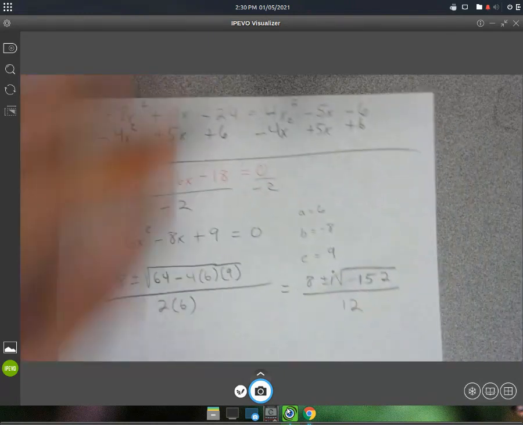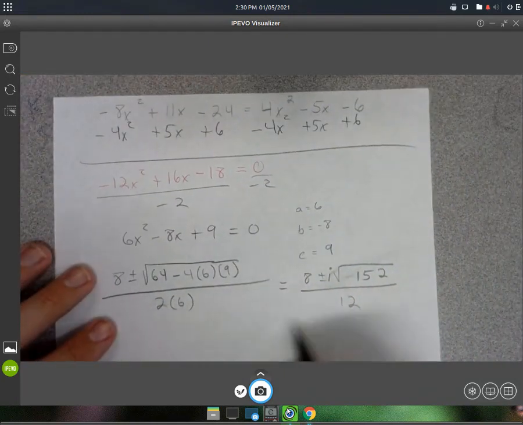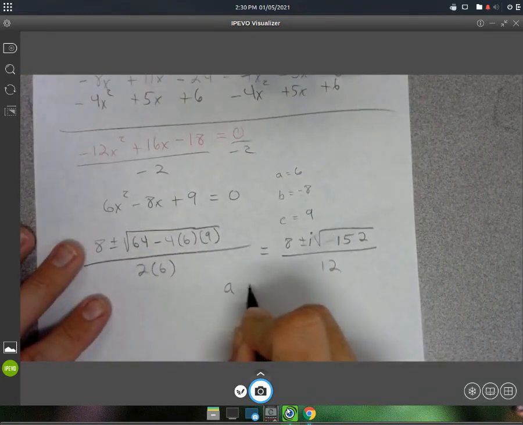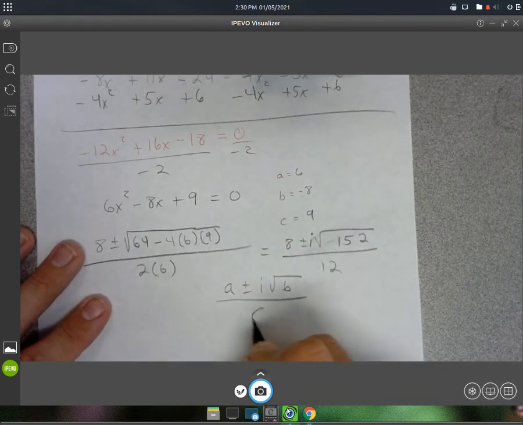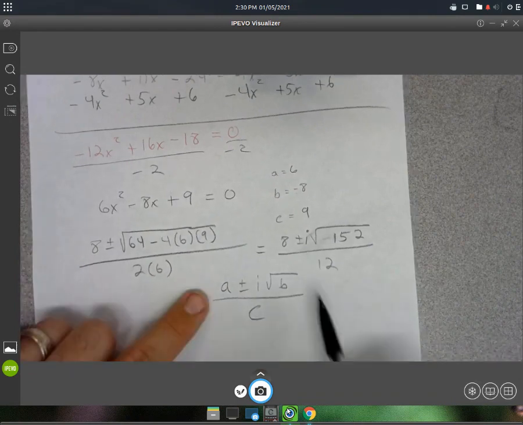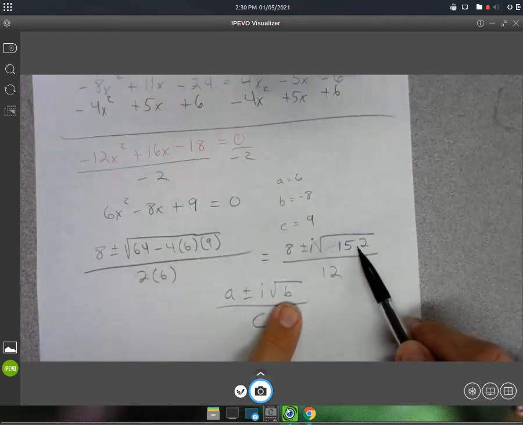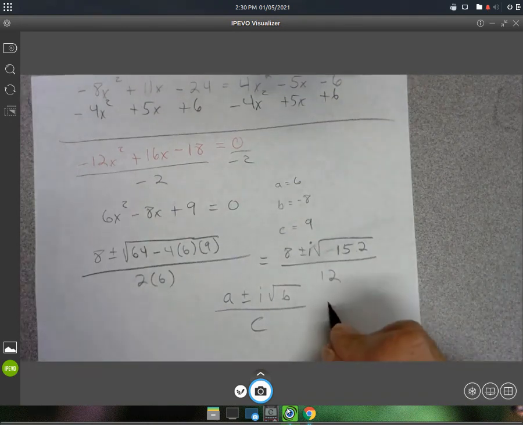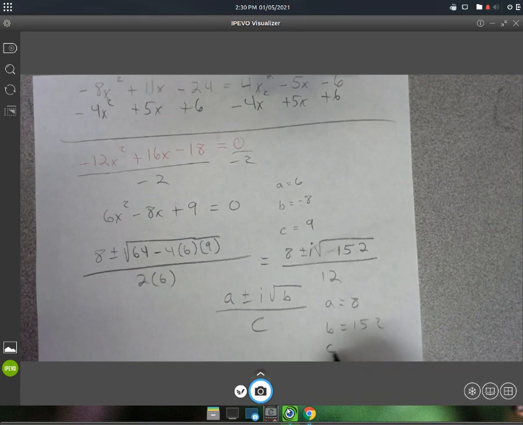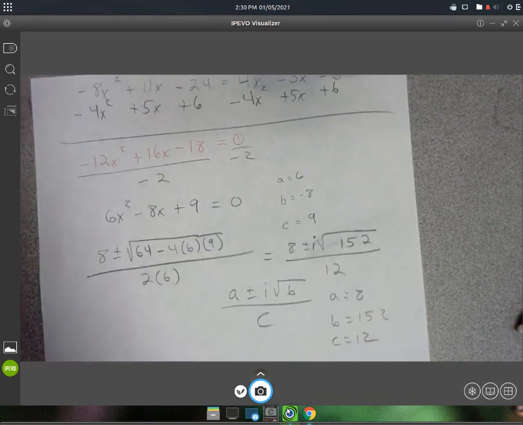Yep. And remember, if you're answering in that fancy form, like A plus or minus i root B over C, then A would be 8, B would be this, and the C would be 12. And that's what you would actually have to type in as far as Canvas goes. All right, that's good.